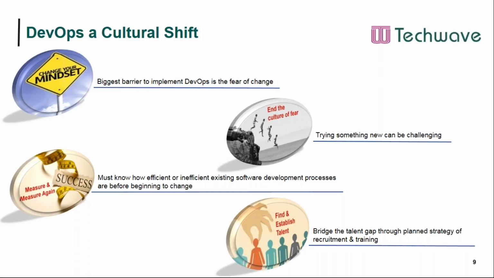Since DevOps is still a relatively new concept, even by technology standards, talented people are rare and in high demand. But companies can bridge the talent gap through a targeted strategy that incorporates both recruitment and training. For any organization, the key to success is to measure your current metrics. Companies must know how efficient or inefficient existing software development processes are before beginning to change.